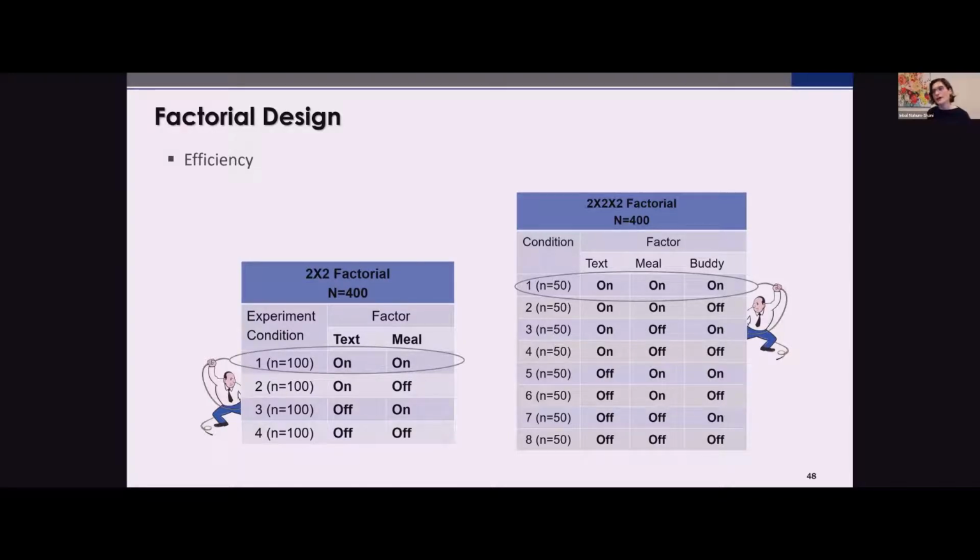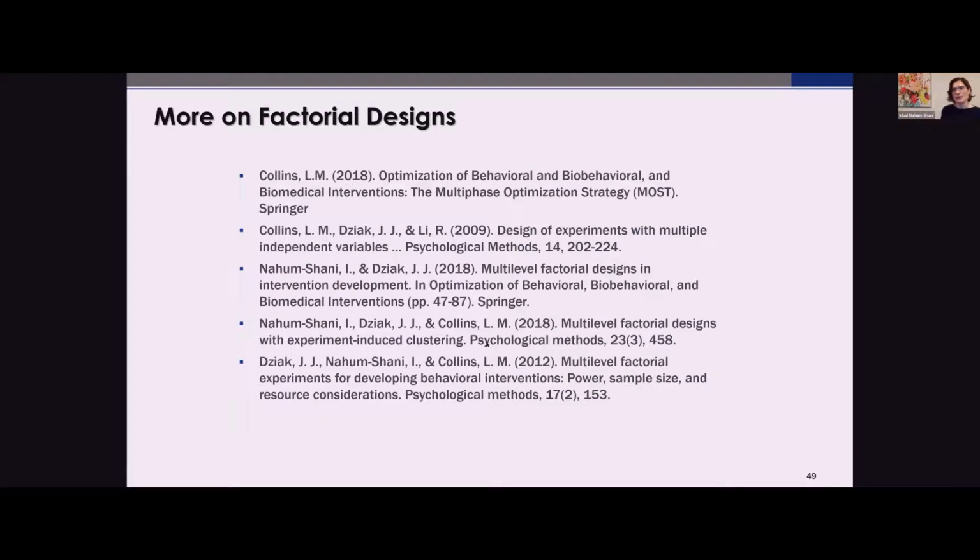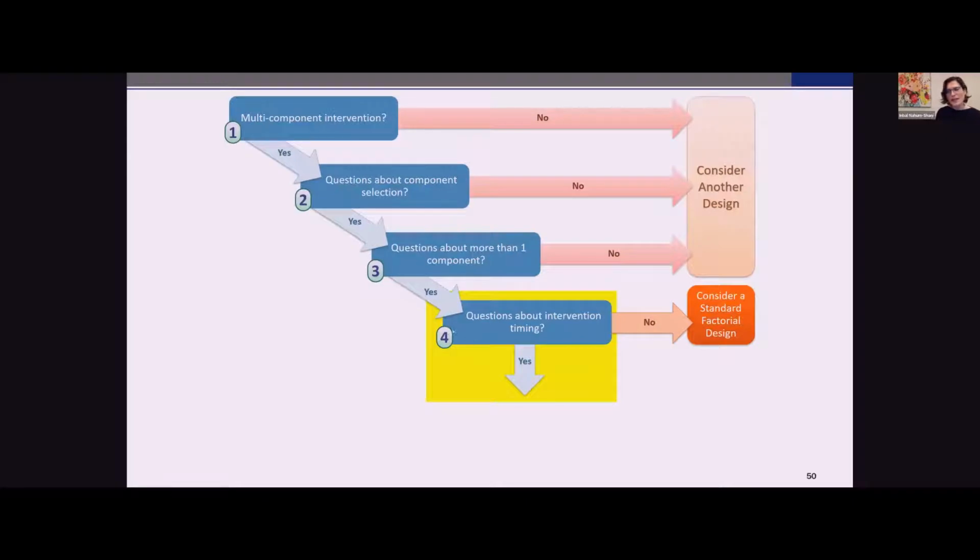And this is why factorial designs are so efficient when it comes down to answering scientific questions about the selection of multiple components into an intervention package. All right, so these are some useful resources for those of you who are interested in learning more about factorial designs. And now I want to move to an example where the answer to question number 4 is yes.